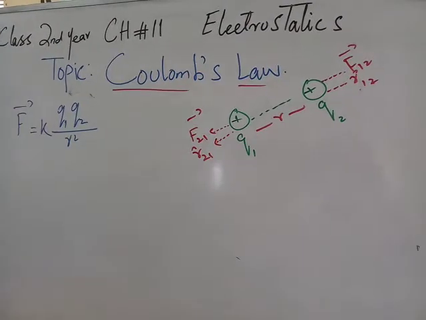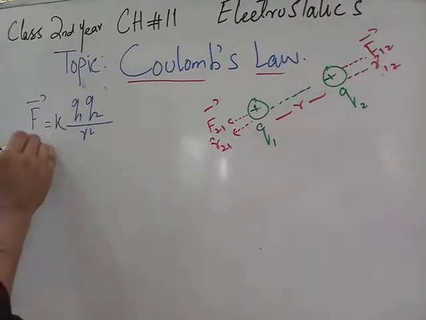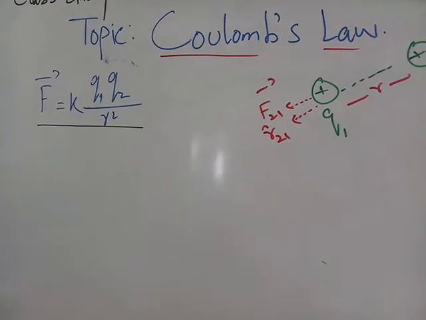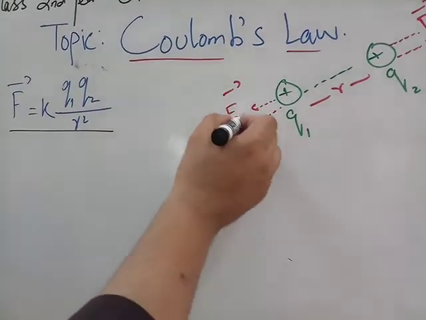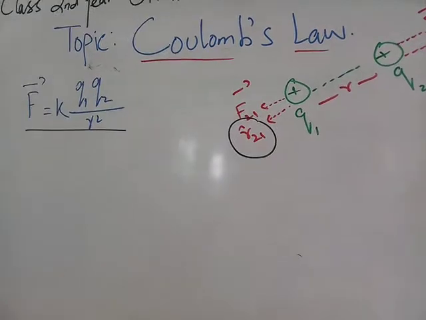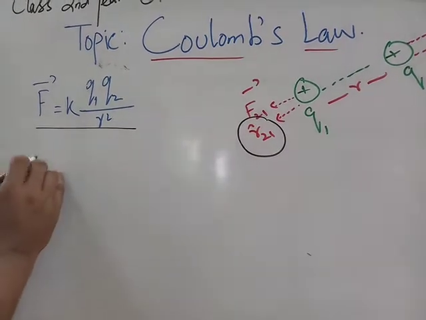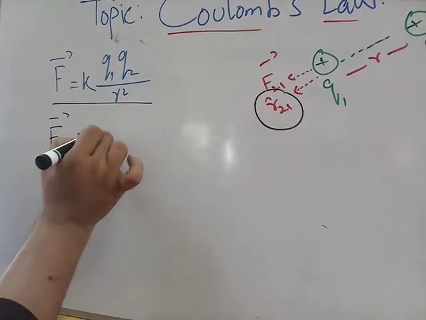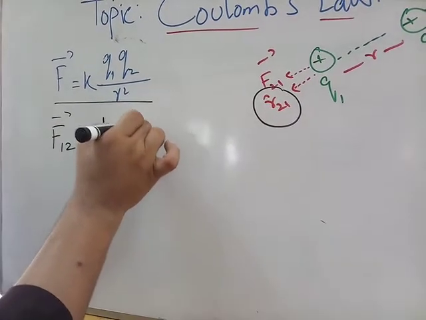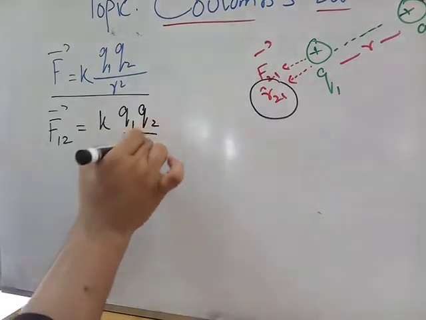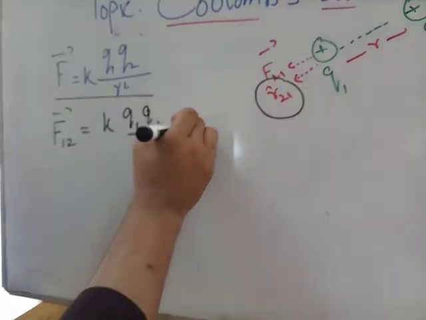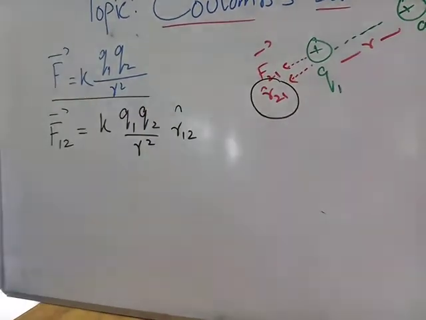So now we find the value of force. This is the Coulombic force. Now we are proceeding towards pointing the direction, how we use this value. Let's suppose for F12 force we use K Q1 Q2 over R square, and this is in the direction of R12.